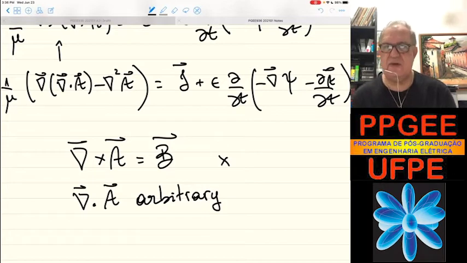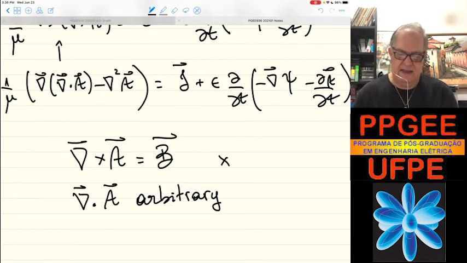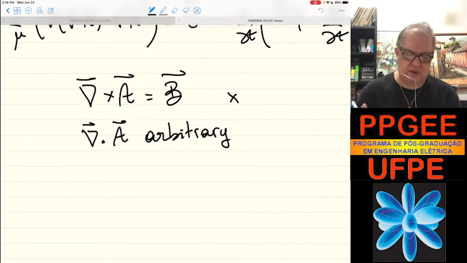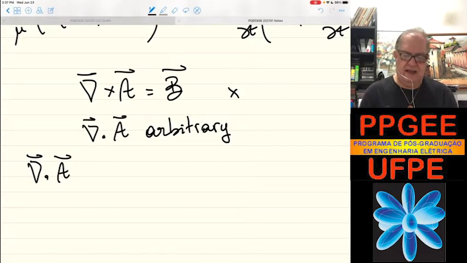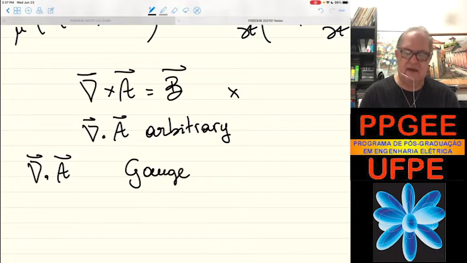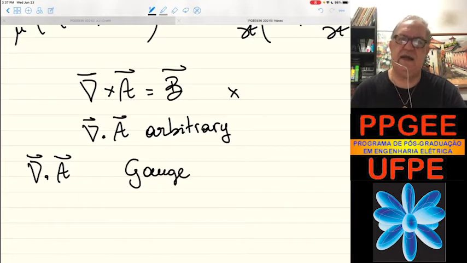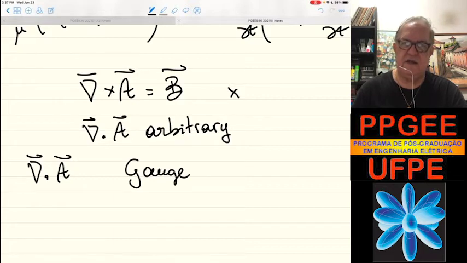I can specify arbitrarily a vector A that has a curl that's specified, and I can specify independently the divergence. That's not going to affect the final quantity, which is B. Okay? So when we do that choice, what is the divergence of A? Divergence of A. We are establishing a gauge. We have different gauges, which are, in fact, different specifications of the divergence of A.